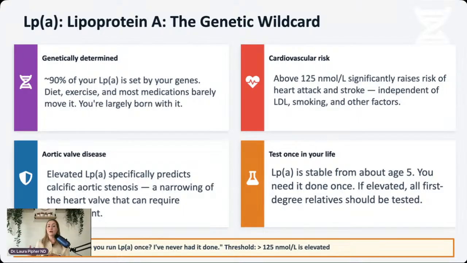We know that elevated lipoprotein A specifically predicts calcific aortic stenosis. This is the narrowing of the heart valve, and that can require replacement. And you actually only have to have it tested once in your life.